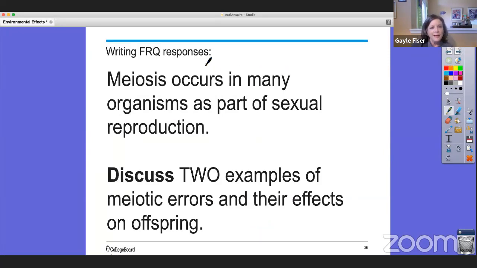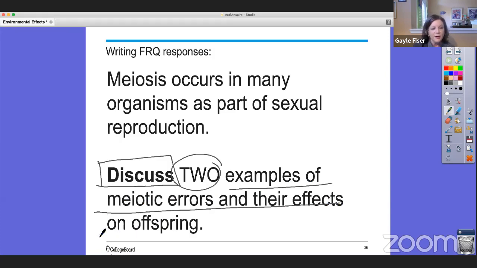Okay, so writing FRQ responses. Meiosis occurs in many organisms as part of sexual reproduction. So we're going to discuss two of them, examples of meiotic errors and their effects on offspring. I'm going to give you 30 seconds or so, maybe a minute to think about this and jot down some answers. We're doing great on time, so go ahead and think about this.